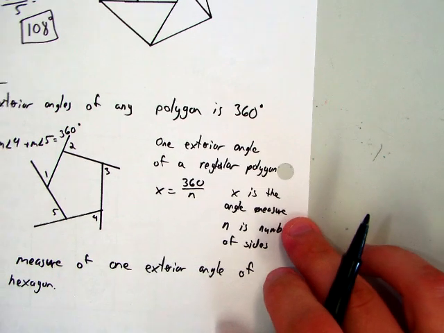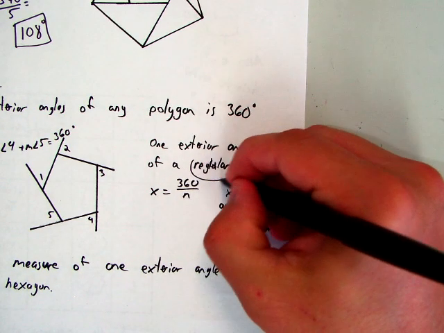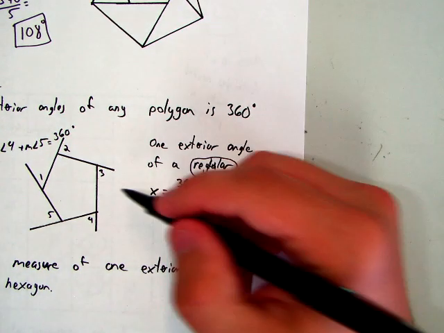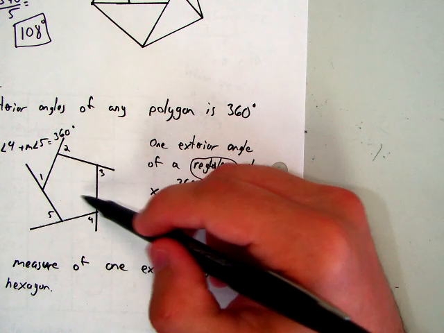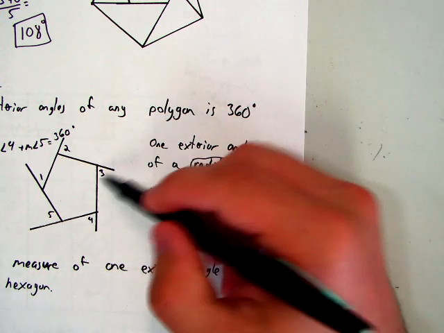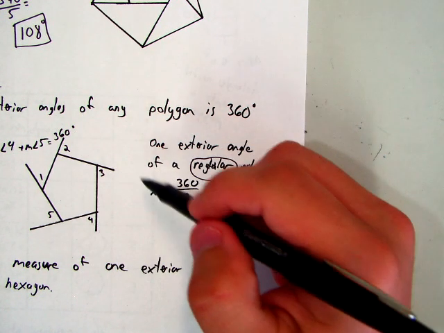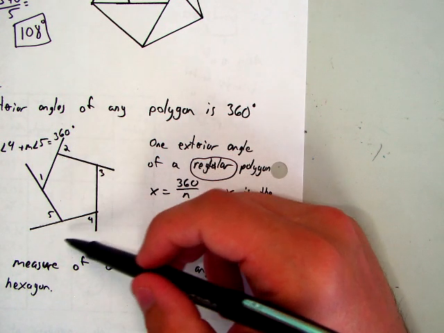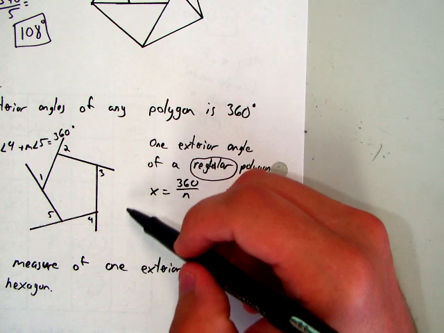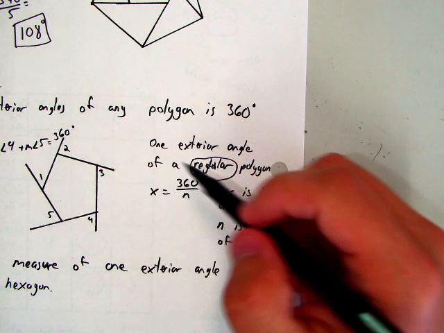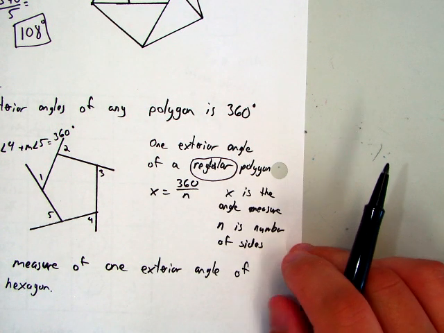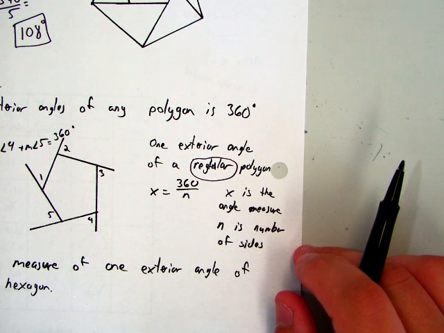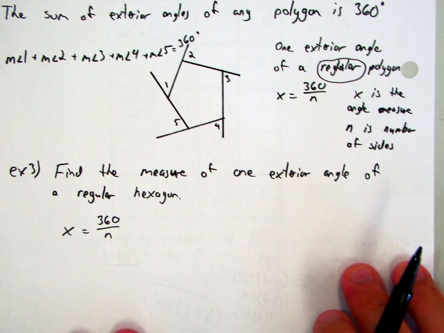Now, the cool thing is, in a regular polygon, remember, all interior angles are equal. That also means that all exterior angles are equal as well. So what I would do is take 360, which is the sum of all of them, divide by the number of sides, and I would get one exterior angle. So let's utilize that information to find the answer to example 3.